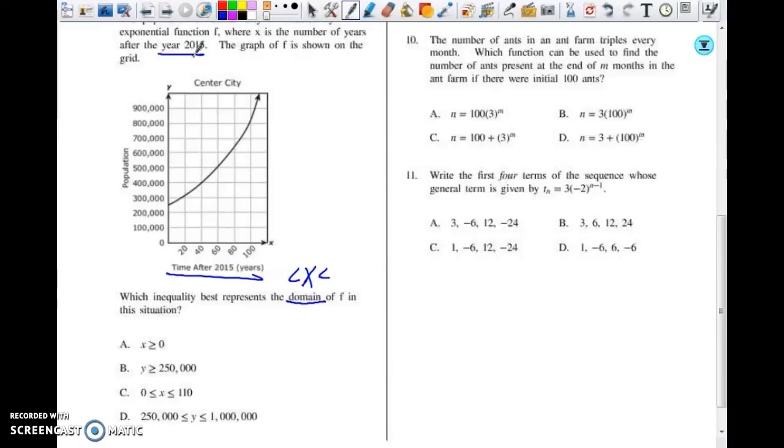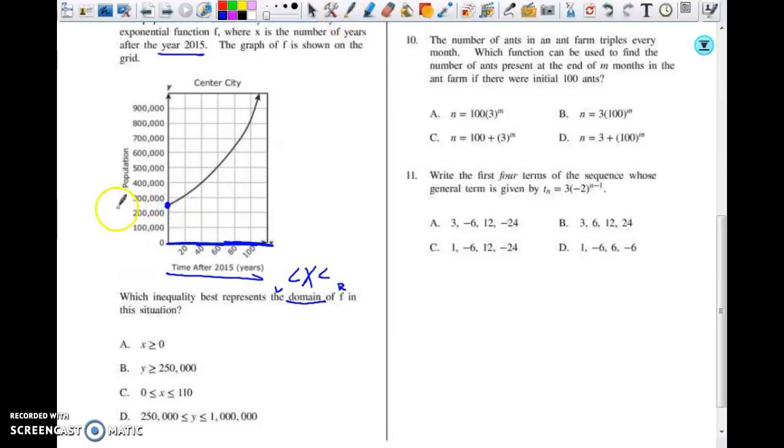I know that my domain, I go from left to right, right? And I know I'm looking at the x's, so I'm only looking here, okay? This is not going to go on forever. This is not going to go on forever this way, because we are only doing time after 2015. So we're not going to go this way, okay? So this arrow, so it's not possible. So this is our starting point, okay?